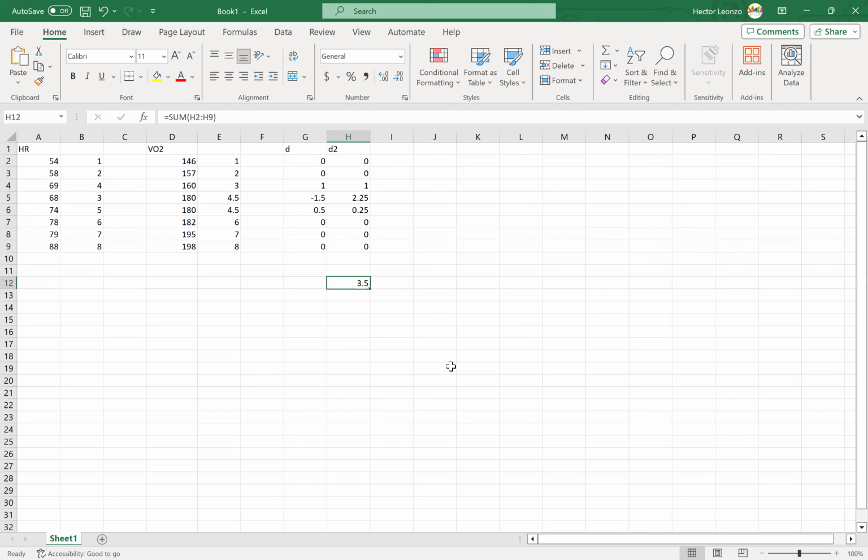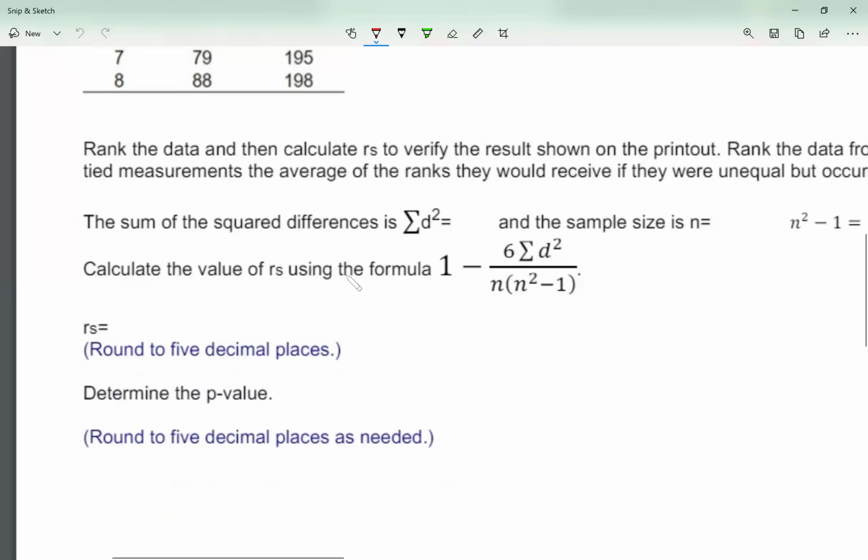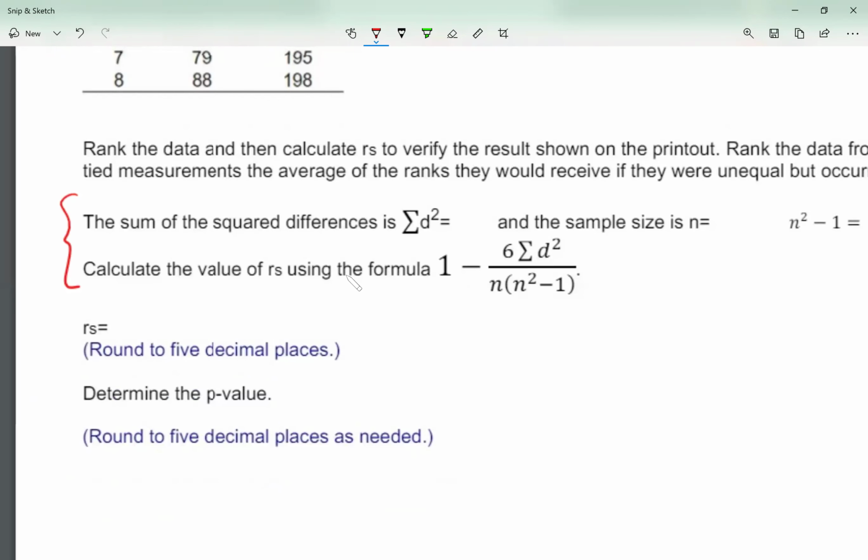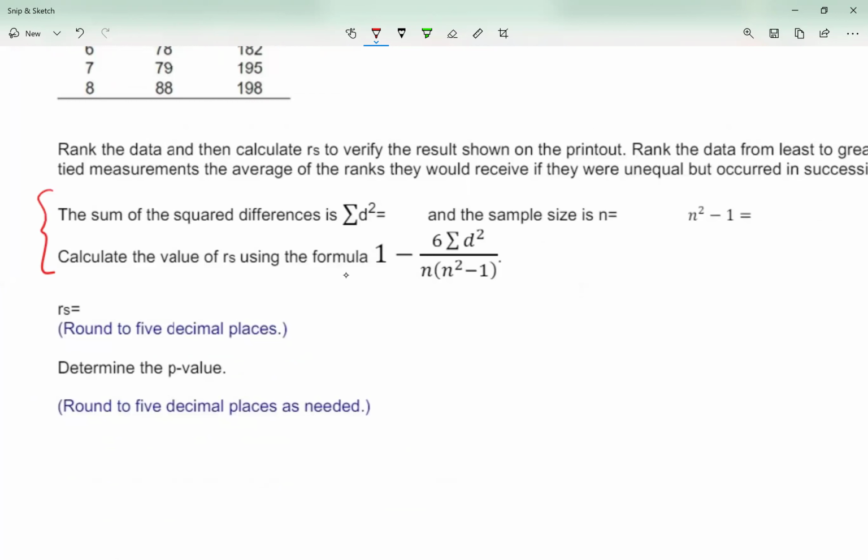Okay, so let me come back here to my information, because here it's asking me, remember, this part will be for the notes only. For the homework, I'm not going to give this to you. You guys should be able to figure it out. My sigma d squared was 3.5. And the sample size is n. I had 8 numbers, so my n is equal to 8. Now 8 squared minus 1 is 63, because I know n is equal to 8.